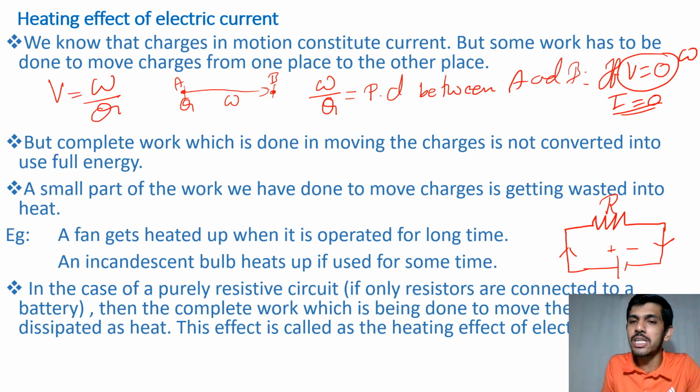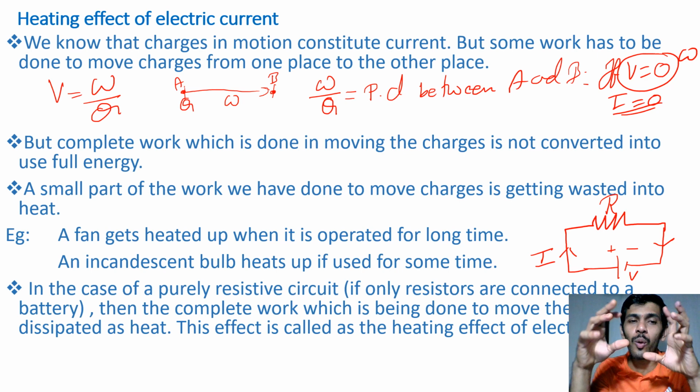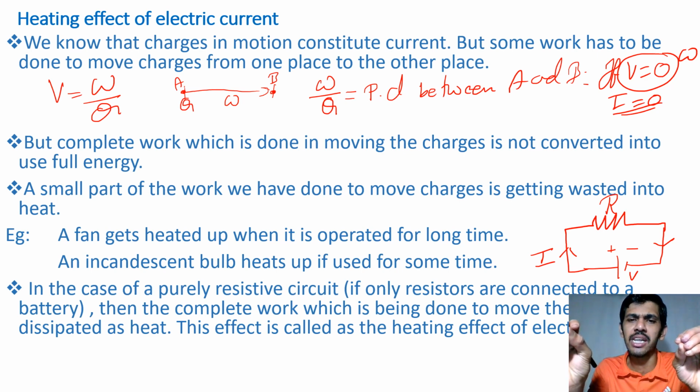Then what happens to the energy, or to the work done by the potential difference V here? A circuit wherein no other apparatus is connected, only resistors, is called a purely resistive circuit. If only resistors are connected to a battery, then there is nothing to rotate, nothing to give out light, no rotating apparatus or light-emitting apparatus there. So the complete work which is being done in moving the charges is dissipated as heat energy, remember.